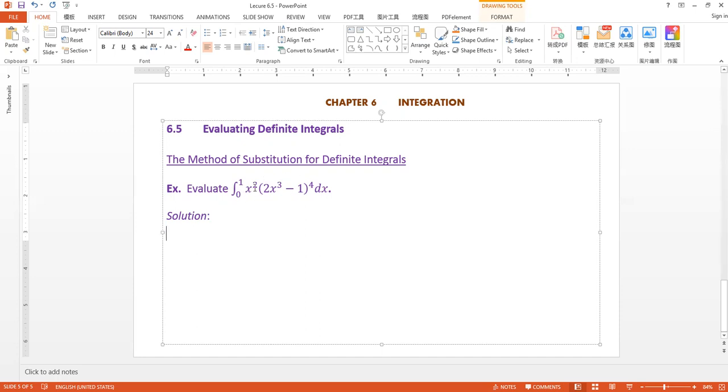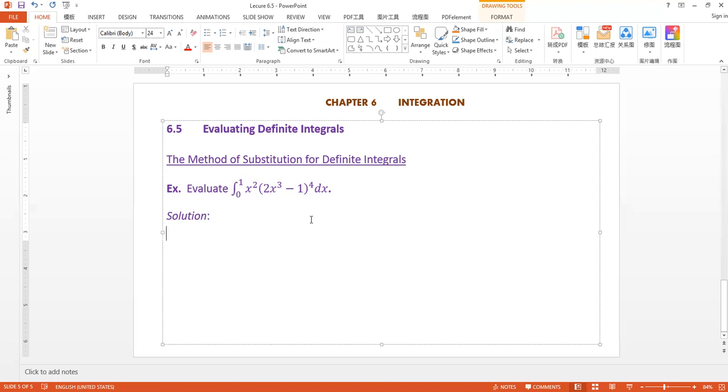Here we have x squared, a power function, multiplied by the power function (2x cubed minus 1) to the fourth. We can FOIL (2x cubed minus 1) to the fourth, just multiplying 2x cubed minus 1 by itself four times. At the end, you get a polynomial with different terms, and then you distribute the x squared to each term and integrate all the terms. But there's an easy way to do it if we use substitution, just like before.